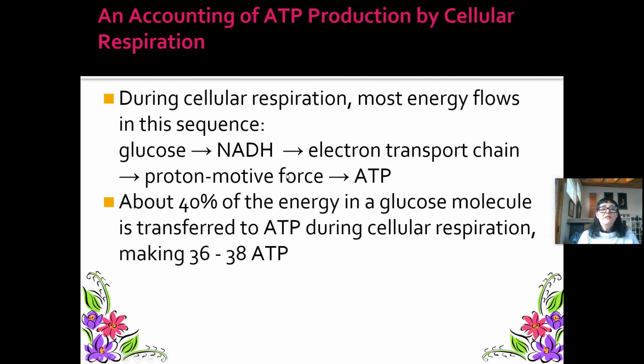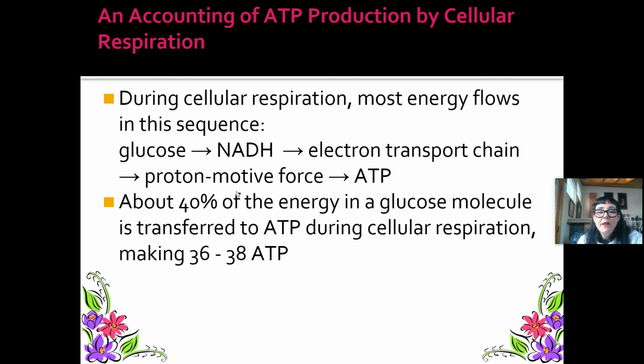Okay. So just a little bit of an accounting of ATP production. When we're doing cellular respiration as a whole, we go right from glucose in glycolysis. We break it apart in glycolysis and finalize the breakdown in the Krebs cycle. NADH and FADH2 are going to take all of these high energy electrons to the ETC, where we're going to generate ATP via oxidative phosphorylation, which happens because of chemiosmosis, which is this proton motive force.